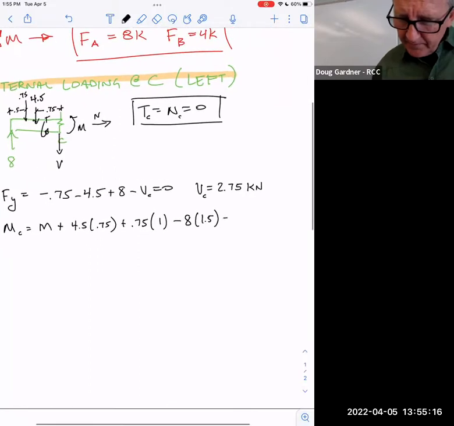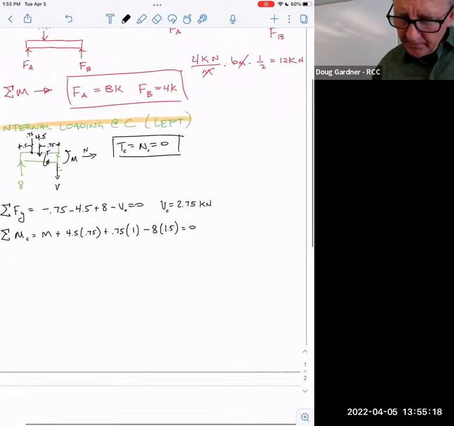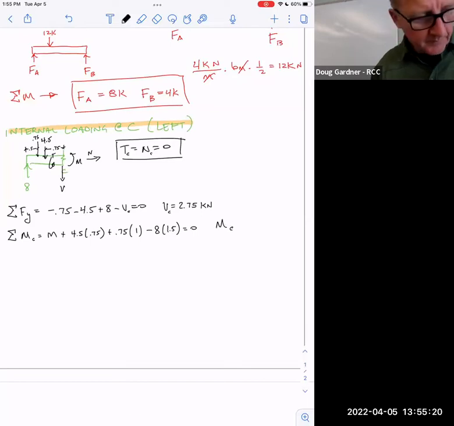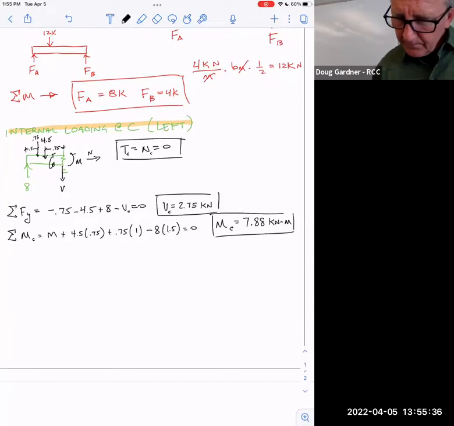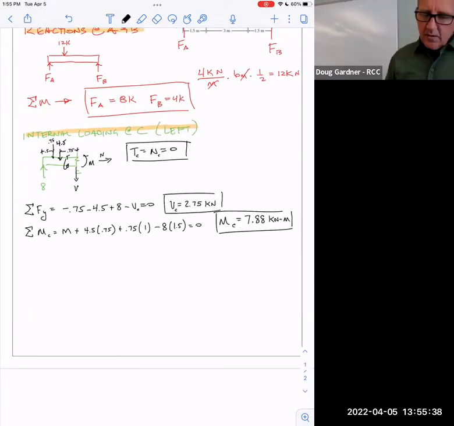And that all has to be 0, and I get the moment as about 7.88 kilonewton meters. What do you get? 7.875, I think, or something like that, is what you actually get. So it's much easier from the right side.